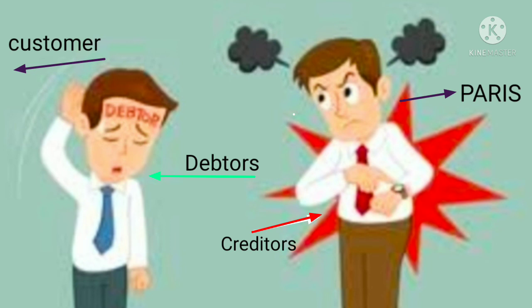A creditor is a person or enterprise to whom an enterprise owes an amount against credit purchase of goods or service taken. And a debtor is a person or entity who owes an amount to the enterprise against credit sales of goods or service rendered.